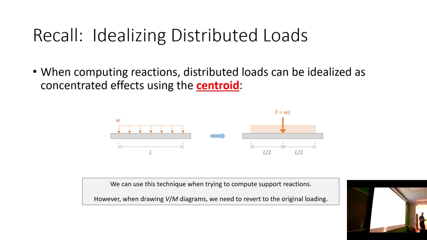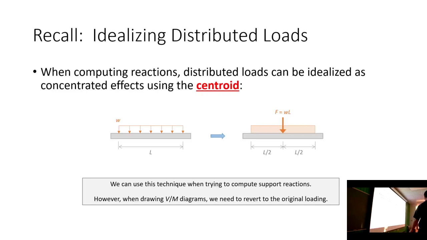I want everybody to pay attention to this, okay? Let's take a look at this image here on the screen. So we've done support reactions for structures with distributed loads before. We've done that before, right? And so what we would do is we'd say, okay, here's the beam and I've got this distributed load. What I'm going to do is I'm going to take that distributed load and I'm going to collapse it or idealize it as a single concentrated force.